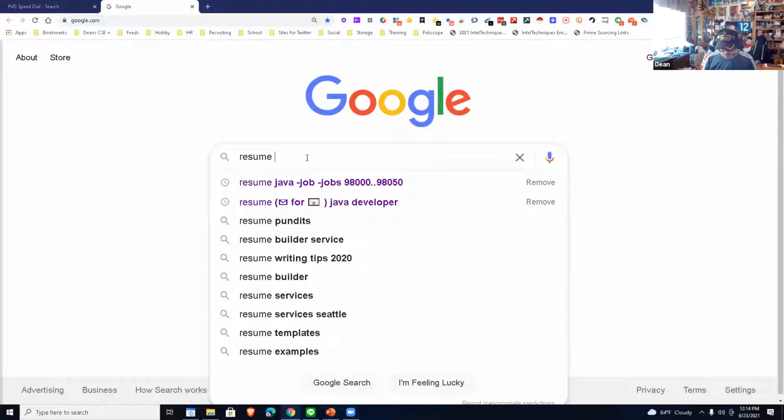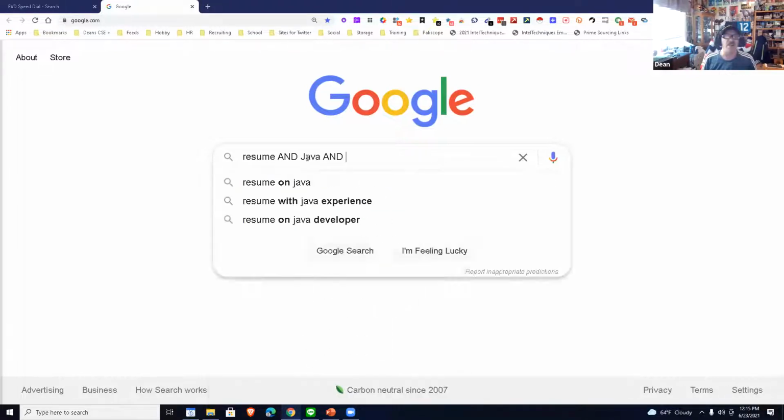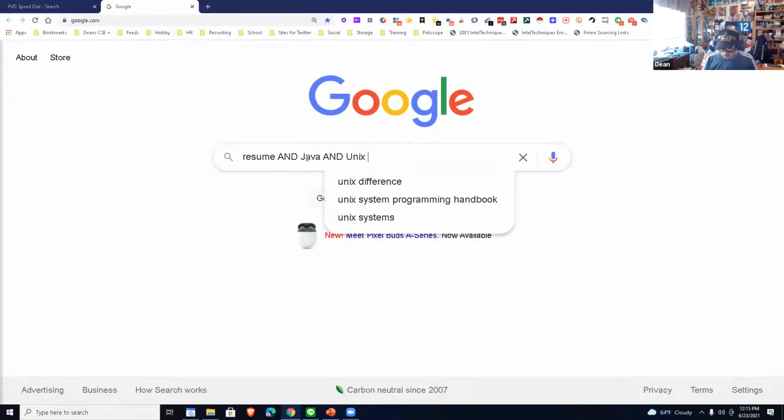Then let's go ahead and say we want Java, and remember, I'm putting in the AND. I don't need to in Google. I just am because it's easier and simpler for me to copy and paste over to other search engines. And let's go with Unix, but not Linux. We want a software engineer.